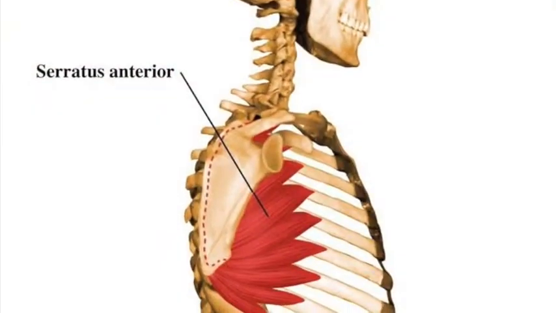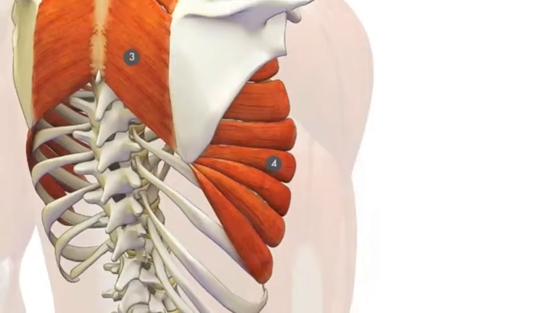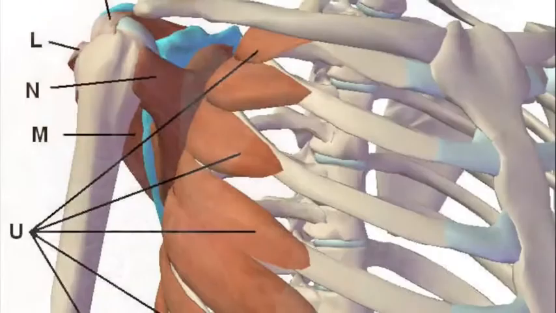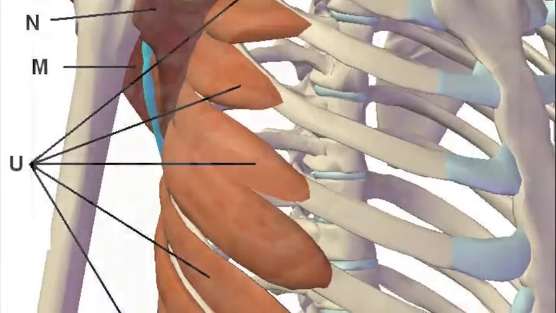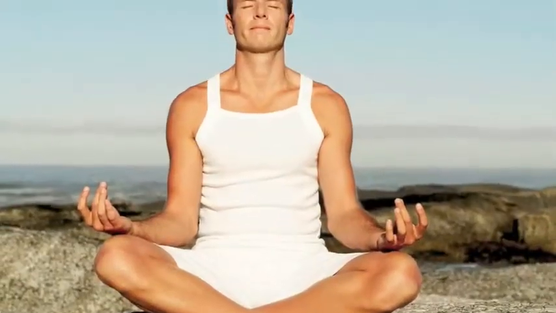The serratus anterior muscle gets mistaken as ribs. It originates on the ribs and inserts on the scapula. Its purpose is to rotate the scapula and elevate the ribs, which assists us in breathing, just like the pectoralis minor muscle does.